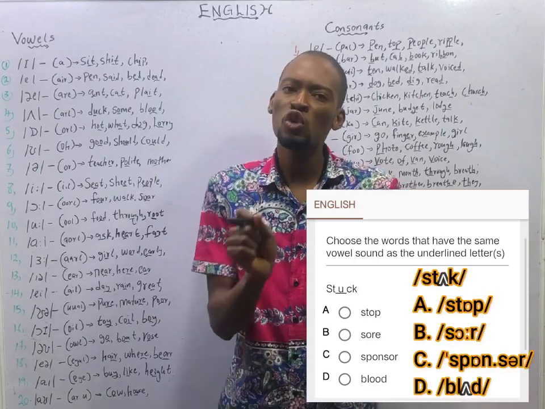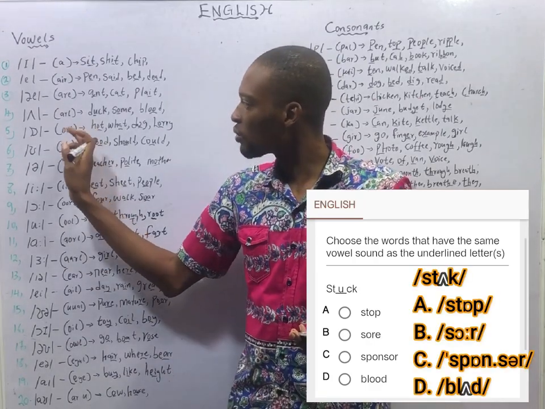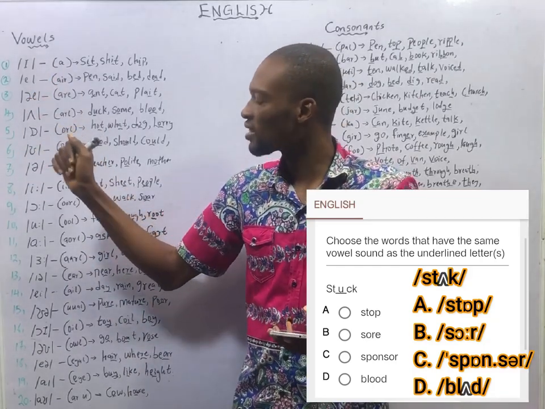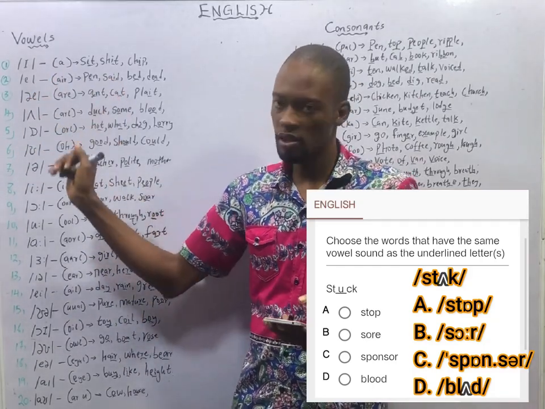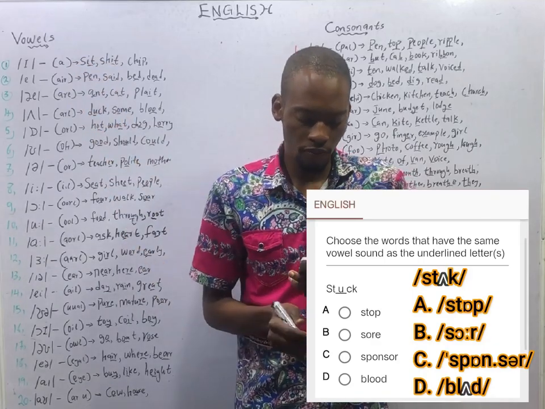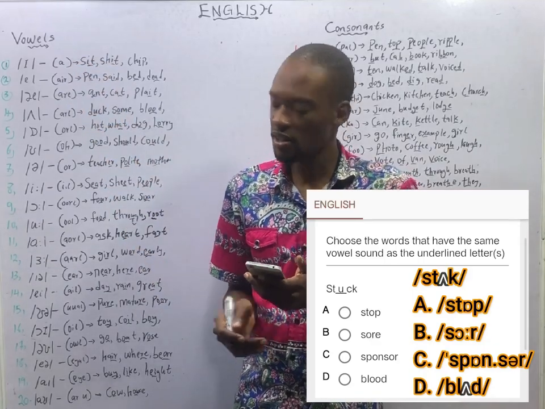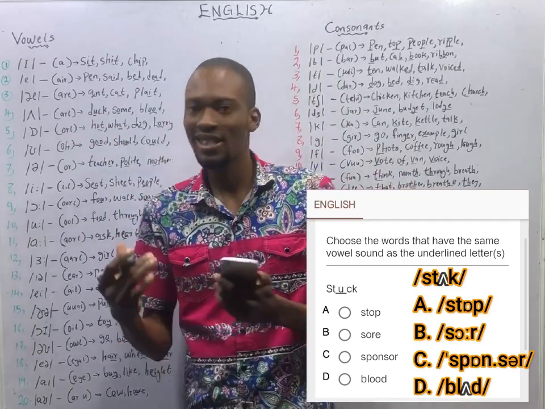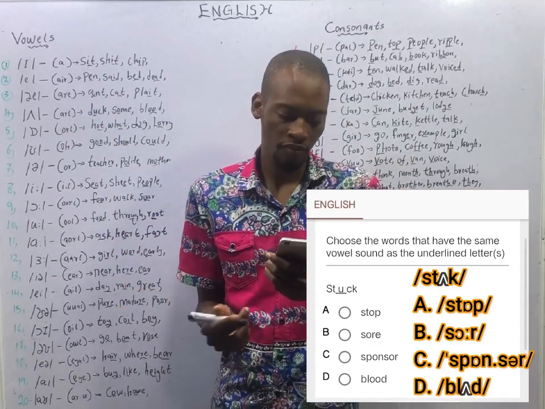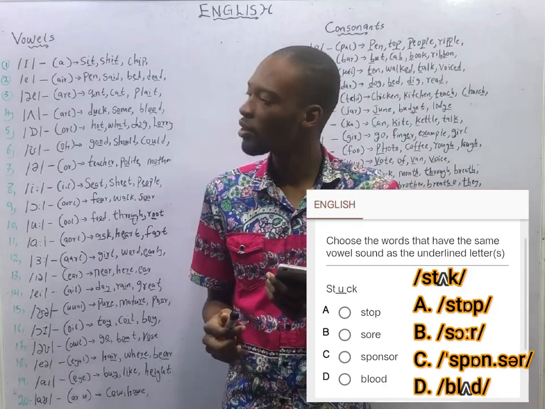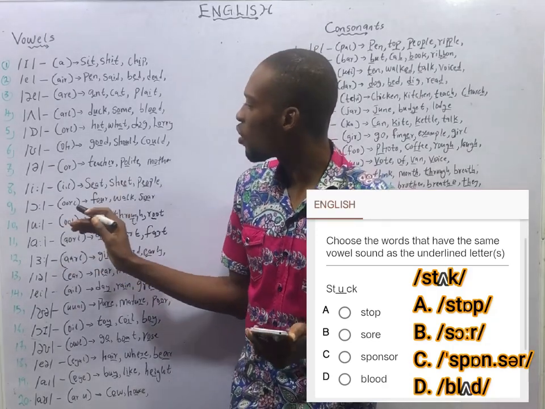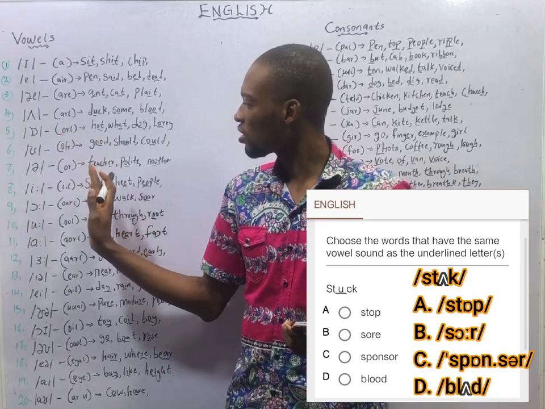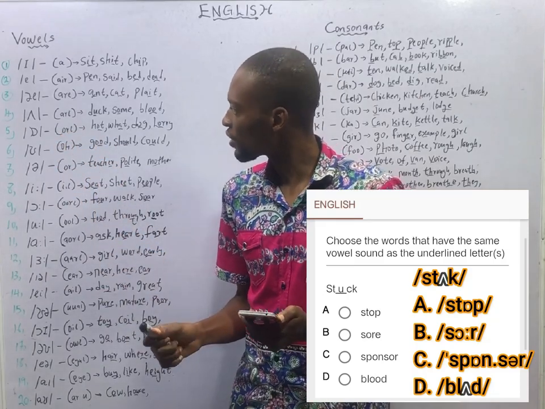Next, we have stuck. It is not the O sound, but the R sound, as in duck, as in Sam, as in blood. So that is the R sound present in stuck. Which of the options possesses the R sound? Option A, stop. Stop has the O sound, earl, hot, what, dog, and lorry.